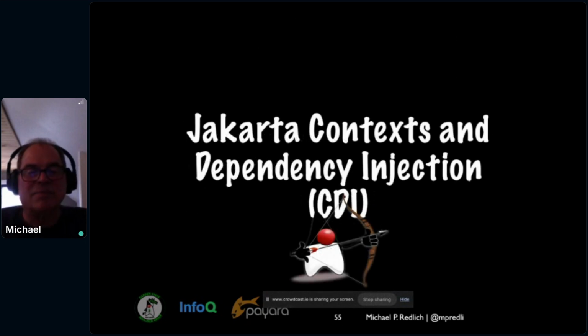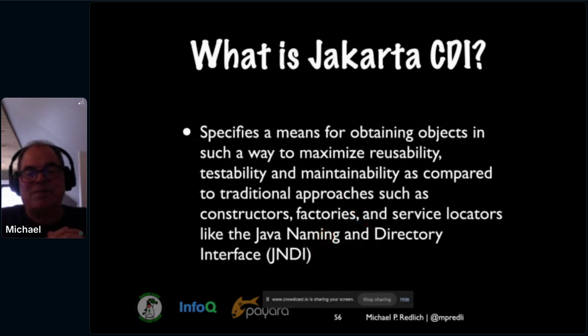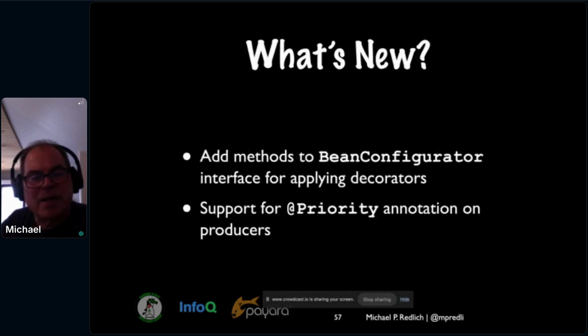All right, CDI. It specifies a means for obtaining objects in such a way as to maximize reusability, testability, and maintainability. If you've worked with any kind of Jakarta EE application, I think the most used annotation is Inject. So you've used CDI if you've used Inject for injecting some kind of service into your application. All right, new methods for the Bean Configurator interface, and then support for the Priority annotation on producers.